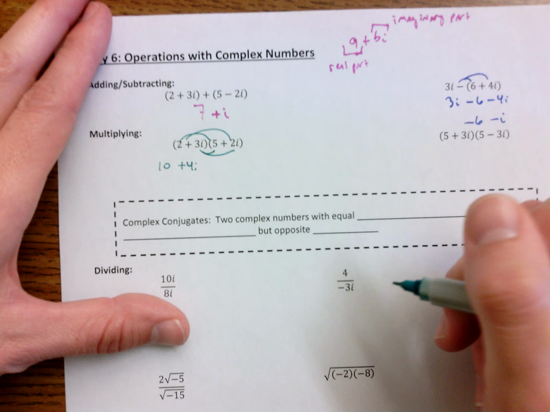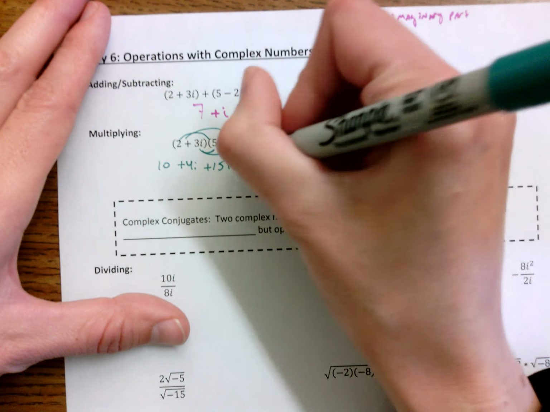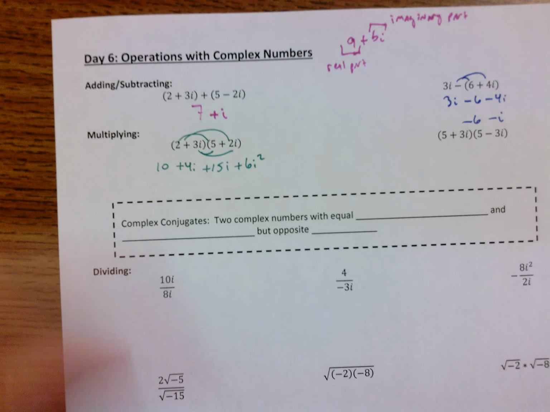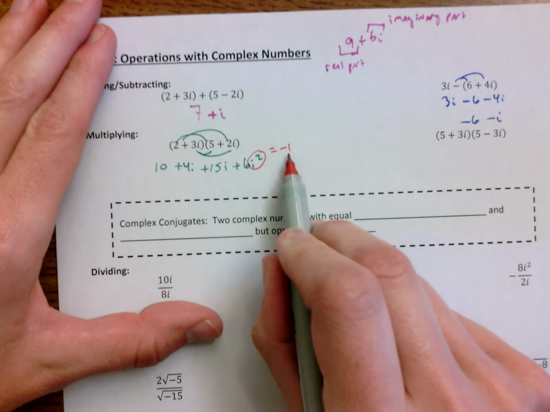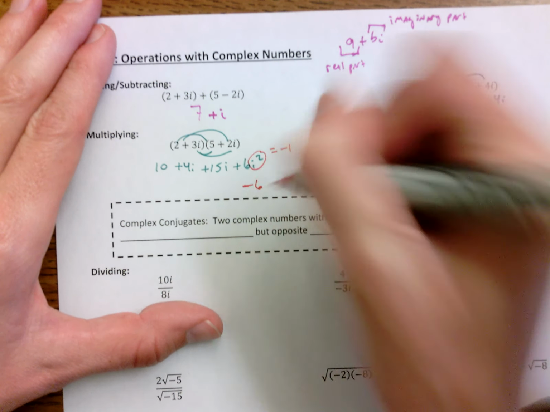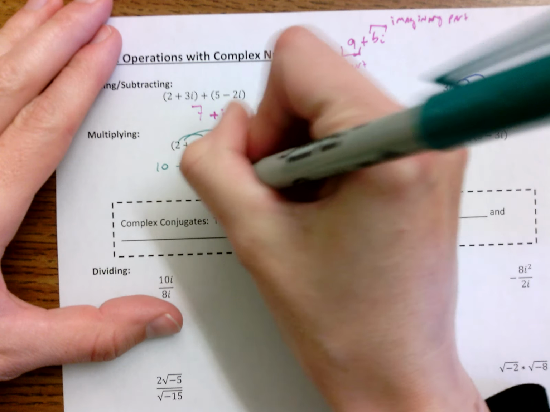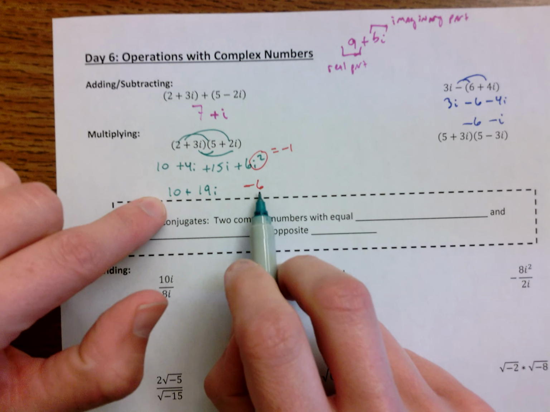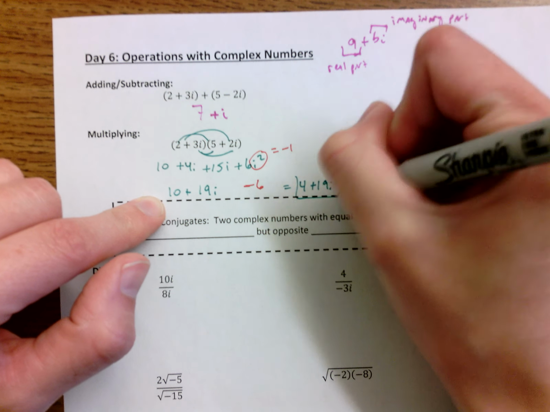Distribute here. 3i times 5 is 15i. 3i times 2i is going to be plus 6i squared. All right, and then the part that you have to remember, and this is where people get these wrong all the time, i squared is the same thing as negative 1. So 6 times negative 1, that's going to be negative 6. All right, so I can combine these two together, make that 19i, and I've got this 10 in the front. So it's 10 plus 19i minus 6, but then I can combine the 10 and the minus 6, right? So this is just going to work out to 4 plus 19i, and that's my answer.